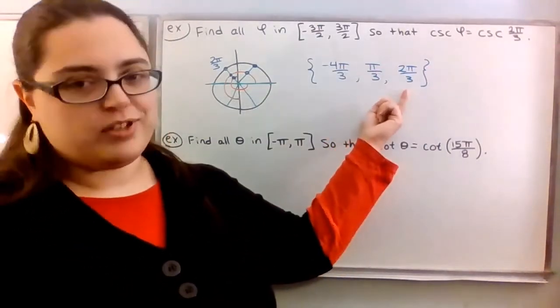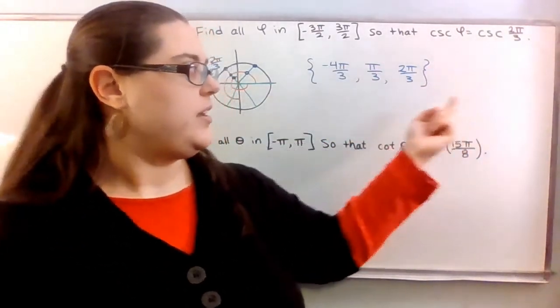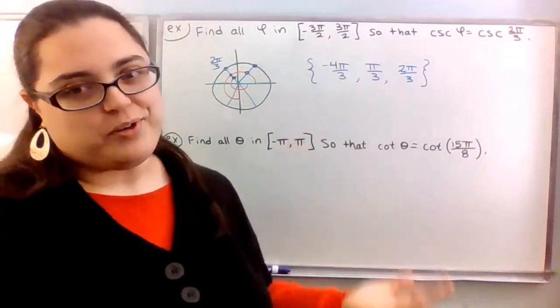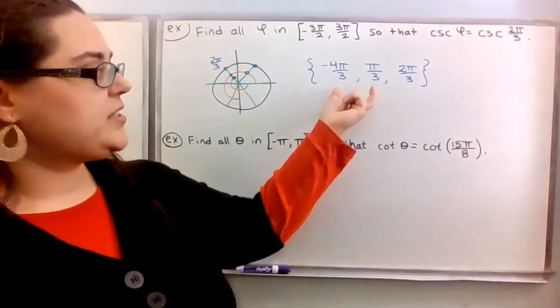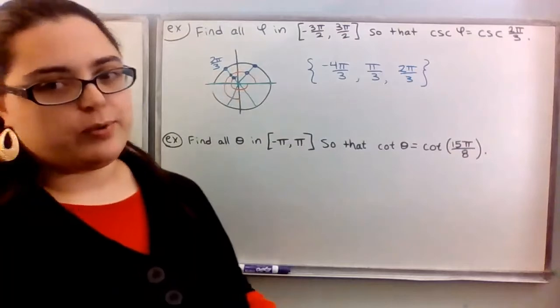Now, this last one's not really surprising because that's what was given to us, and it just happened to be in our interval, so we're going to include it. But then these other two are the other two values that we would need to include.